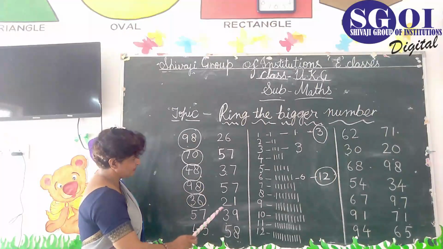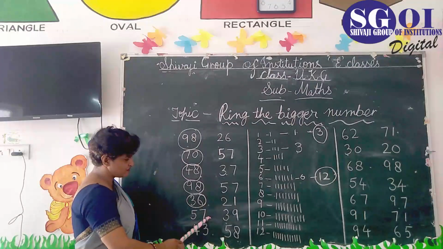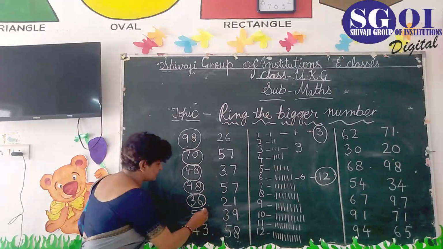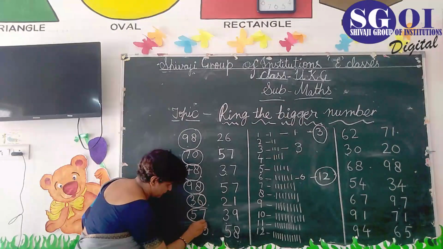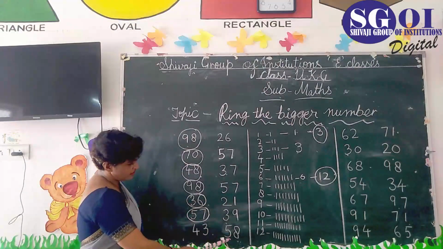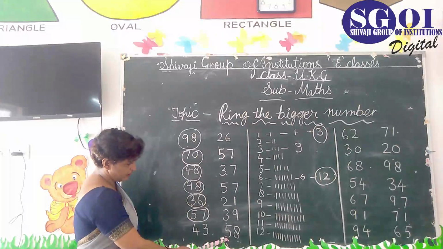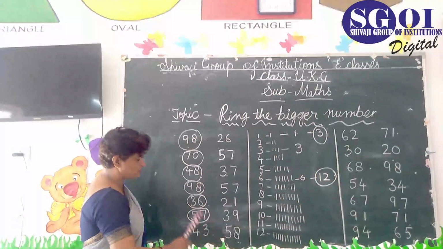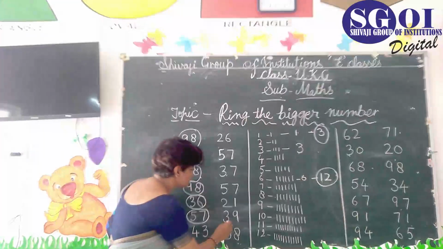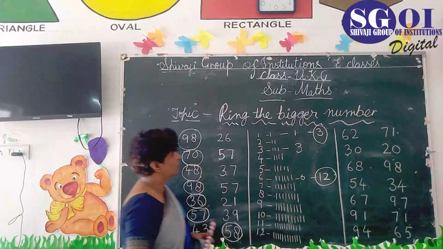57 and 39. Which is bigger? 57 is bigger now, so we will circle the bigger number. Okay, this is 43 and 58. Which one is bigger? 58, because 58 always comes after 43. Okay? So, we will circle number 58.